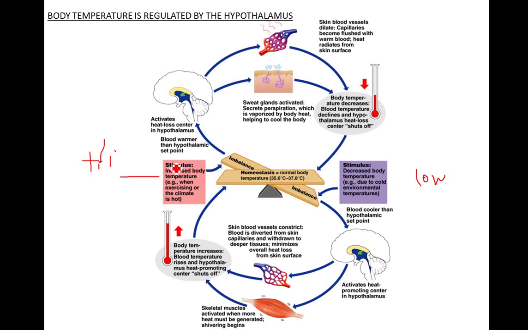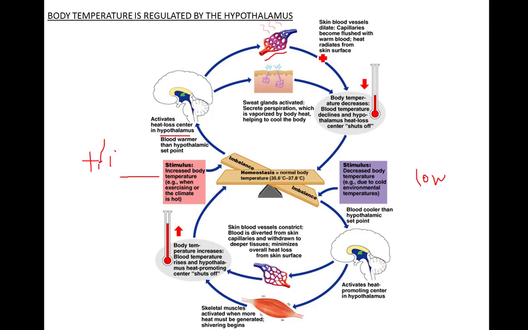So follow along. You have a stimulus. This is going to cause something. The set point, the regulator, is your hypothalamus. That's an organ. It's in your brain. And that's going to activate two things. It's going to cause this. The skin vessels are going to dilate. Capillaries are going to be flush with warm blood to heat the surface of the skin.